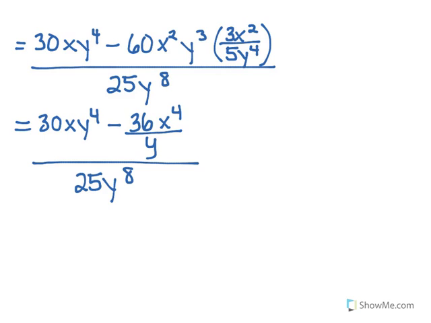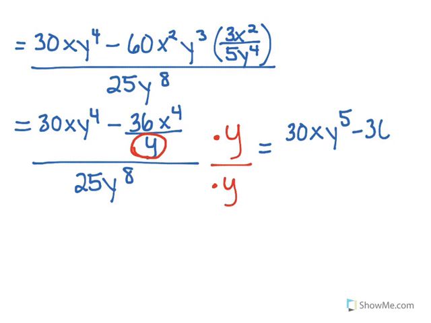So now I have a fraction and a fraction again. So to clear out the fraction, I multiply by the denominator up top. And that's going to give me 30x y to the fifth minus 36 x to the fourth all over 25y to the ninth. So now I have all x's and y's. Now I need to see if there's anything I can do to substitute and simplify further.